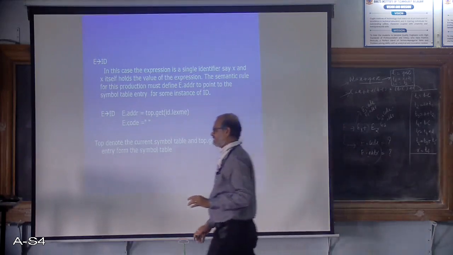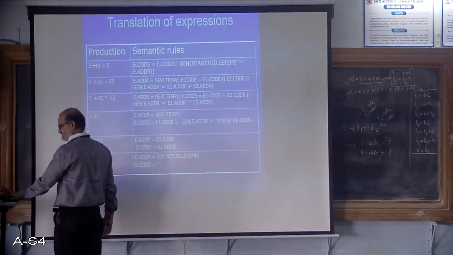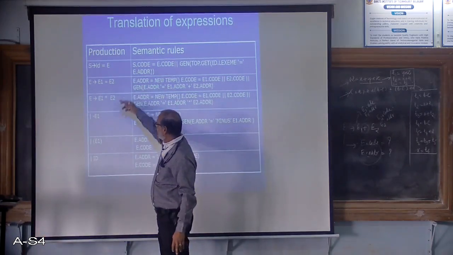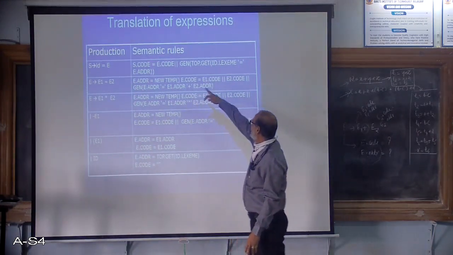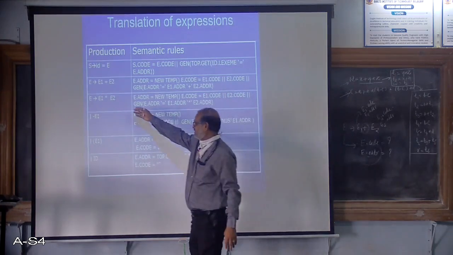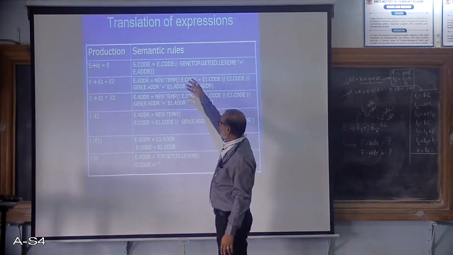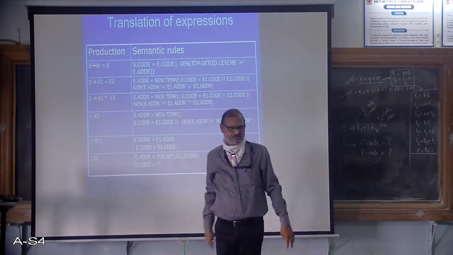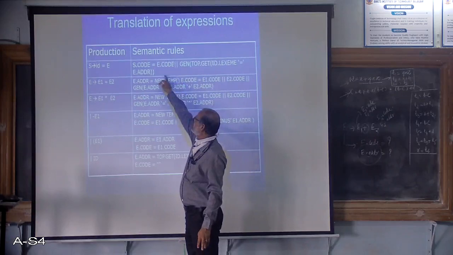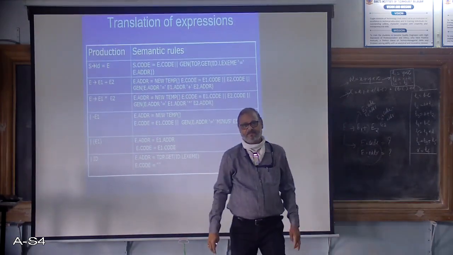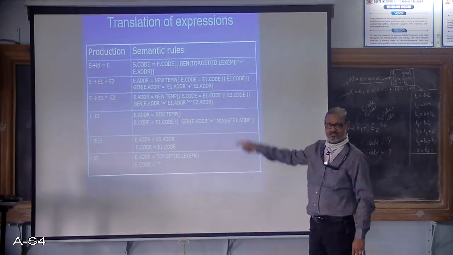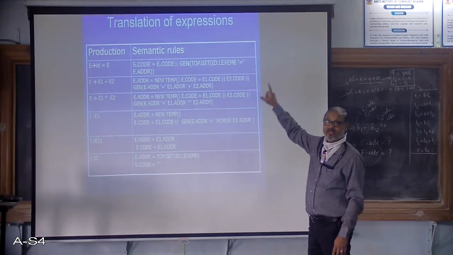I have just consolidated the semantic actions that are being attached to every production. This is my grammar, these are the sequence of productions. For the first production, I have the semantic rules attached. Similarly, E1 plus E2, similarly star. Whenever you are generating a new 3 address code with a particular binary operator, you have to request a temporary. That's why E dot address equal to new temporary. This will get a new temporary. So this is the syntax directed definition with synthesized attribute to translate an arithmetic expression.